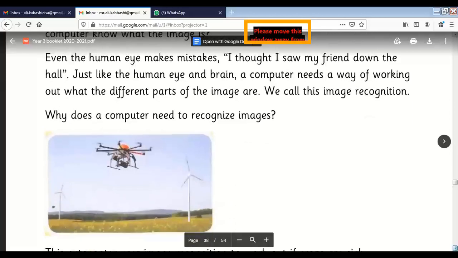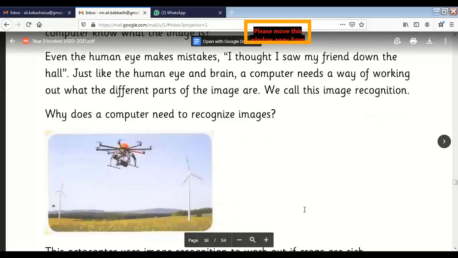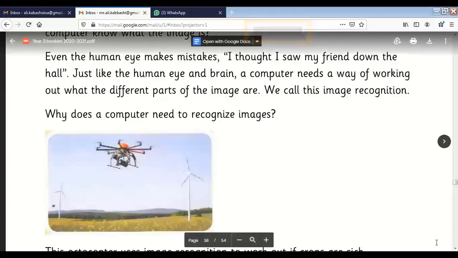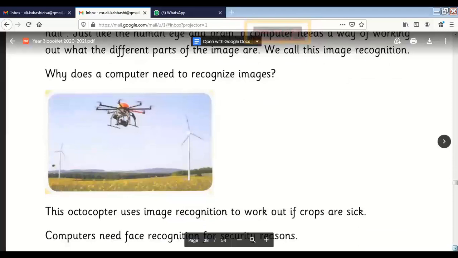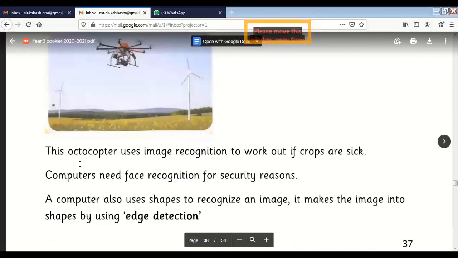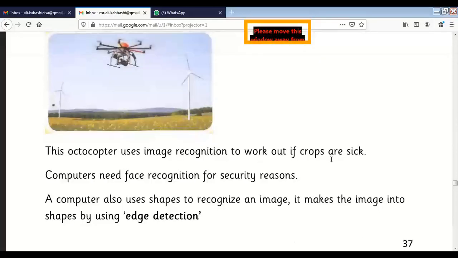So why does a computer need to recognize images? This is a picture of a drone. This is a flying camera. It takes pictures of the crops or the farm, and it tells the farmer which crop is sick or which one needs more water. As you see, this octocopter uses image recognition to work out if crops are sick.